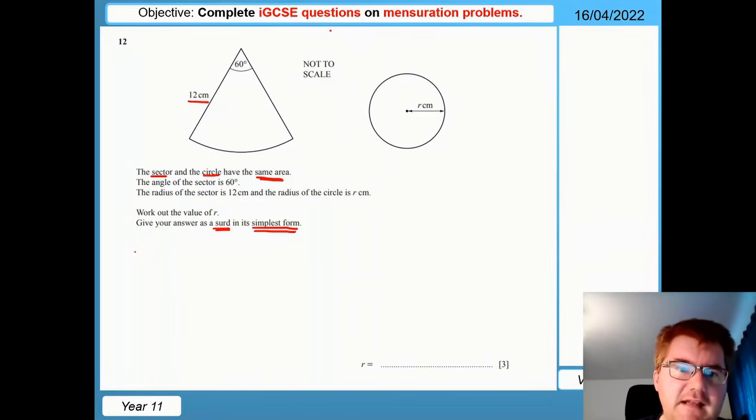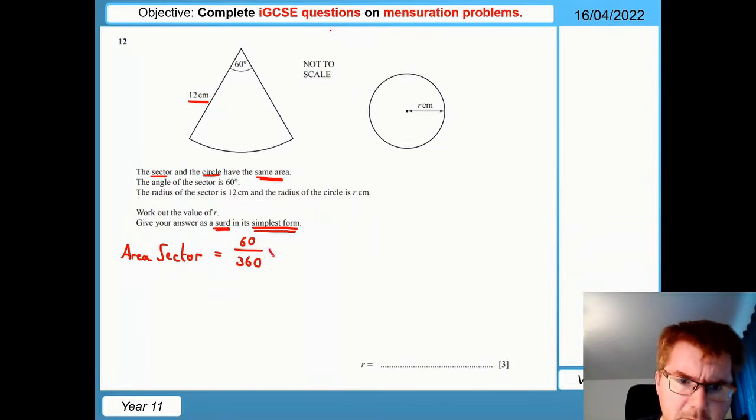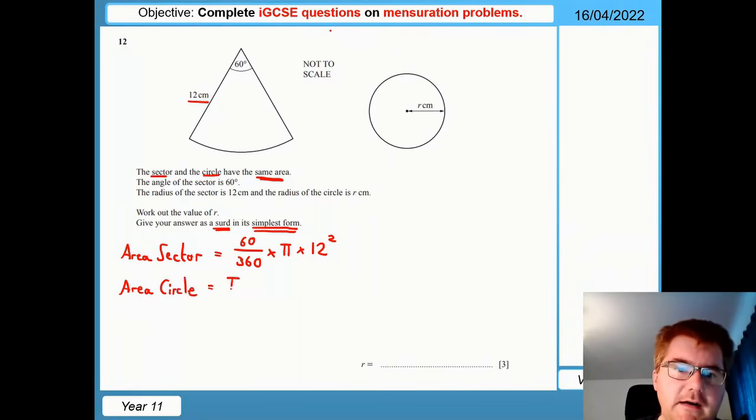Right, so let's just work out the area of the sector first of all. So area of sector, using the information that we have, that's going to be equal to the angle, so 60, divided by 360, multiplied by pi times the radius squared, so that's 12 squared. And then the area of the circle, which is the formula I gave you on the previous question, that's equal to just pi r squared. That's just our standard formula. And now we're told that these two are equal to each other.